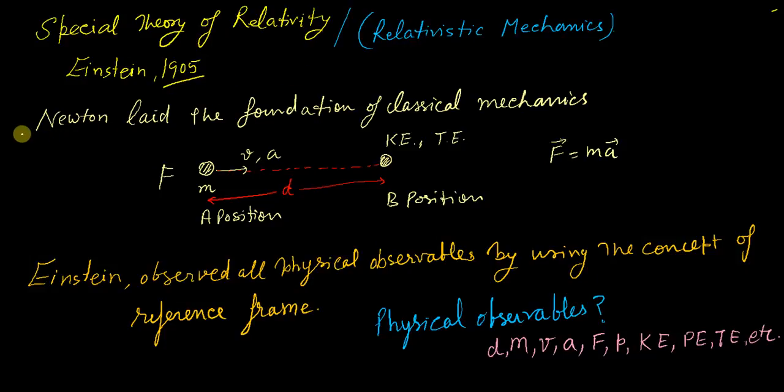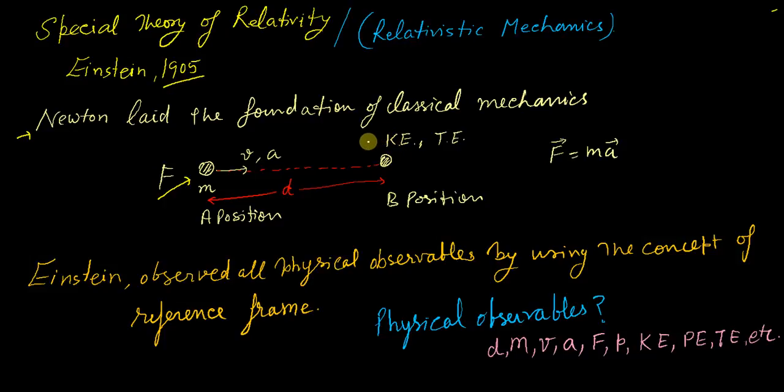Actually, Newton was the person who laid the foundation of classical mechanics. What is classical mechanics, or Newtonian mechanics? You can say that if there is a particle or a body of mass m, you apply some force on it. As a result, this body starts to move. That means it has a velocity, acceleration, and it displaces up to some distance d.